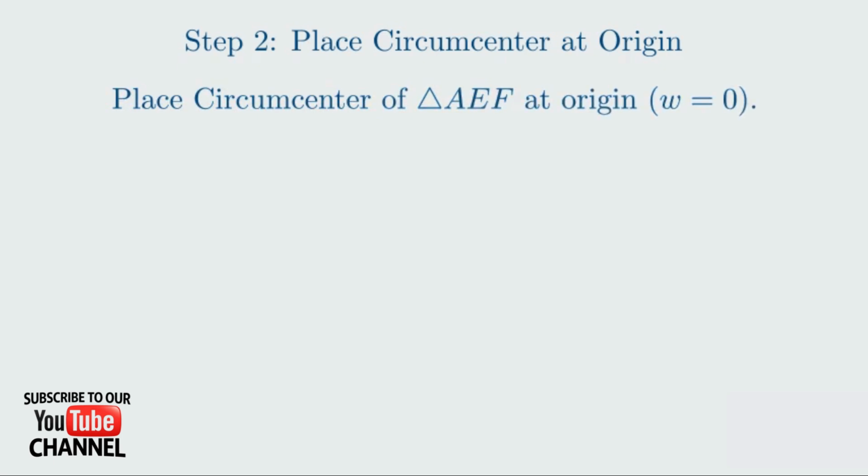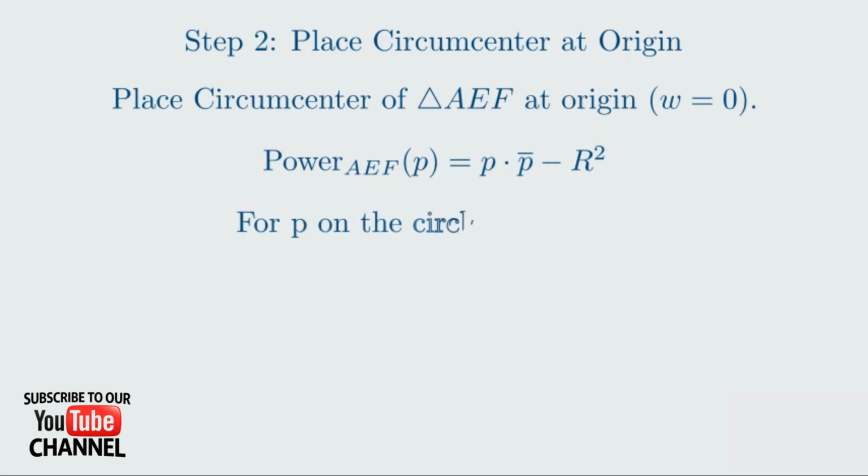This simplifies our power of a point formula dramatically. For the AEF circumcircle, the power of a point P is just P times its conjugate minus r squared. Now, if our point P lies on this circle, its power must be 0. So, if P is an intersection point, then P times its conjugate must equal r squared. This is a key simplification.